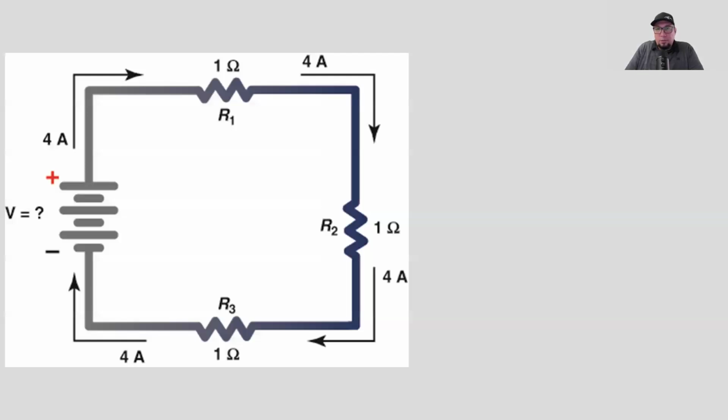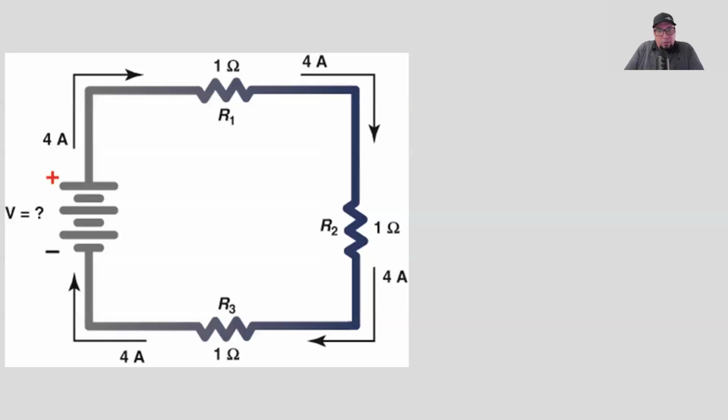Let's go to this one here. We're just going to do 2 more, and then that'll be the end of this presentation. Now this one here, we're looking for voltage. We are not looking for a resistance value. We already have them. All 3 resistors in the circuit are given.